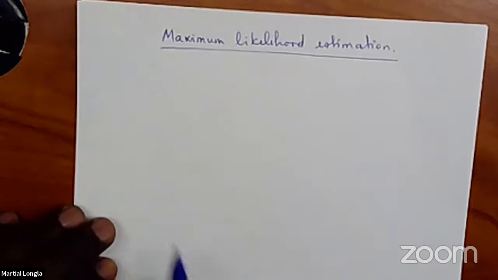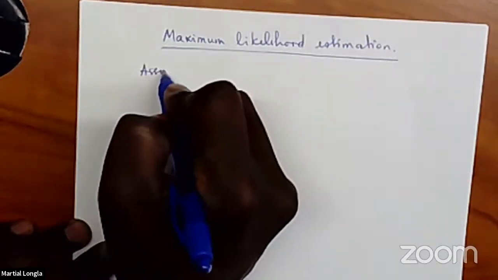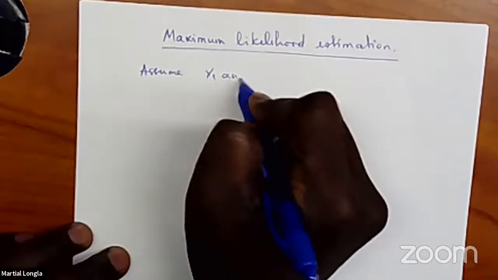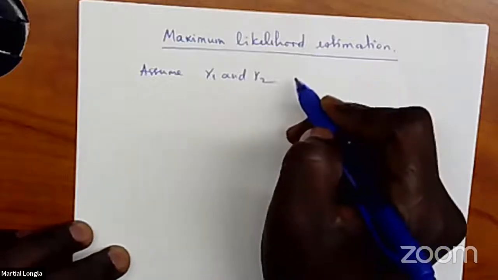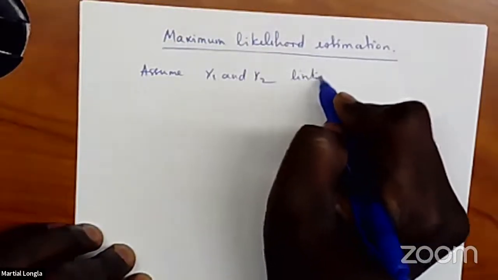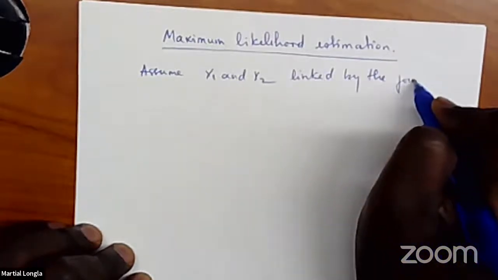So let's say we have two observations, x1 and x2, that are linked by the joint distribution.